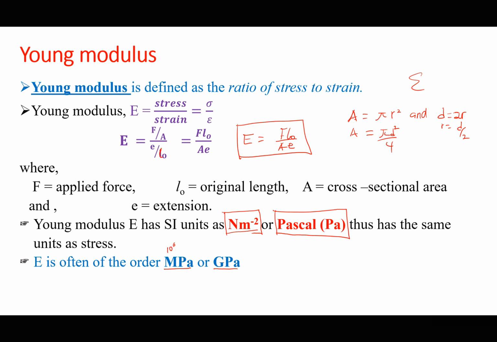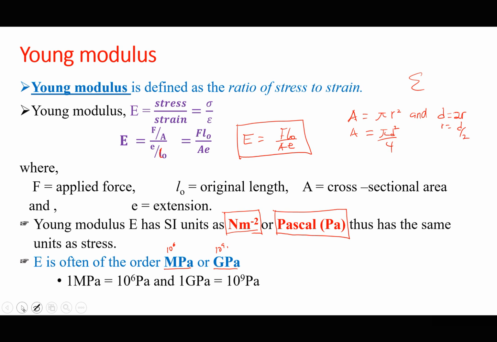This is 10 to the power of 6, and giga stands for 10 to the power of 9. So many times Young modulus will be quoted as megapascals or gigapascals because they are very large. They are always very large values. So that is a good introduction of stress and strain.